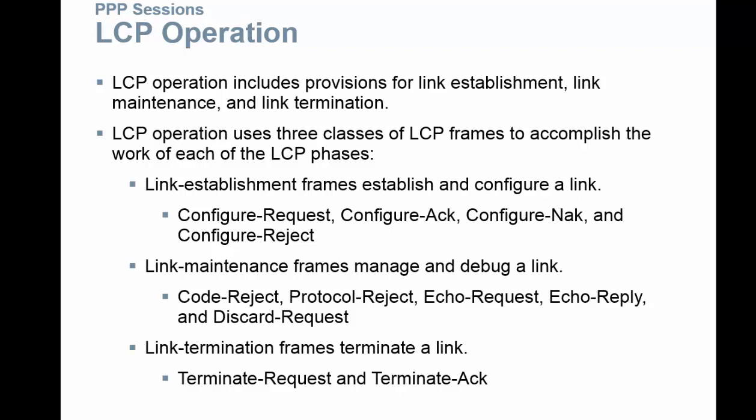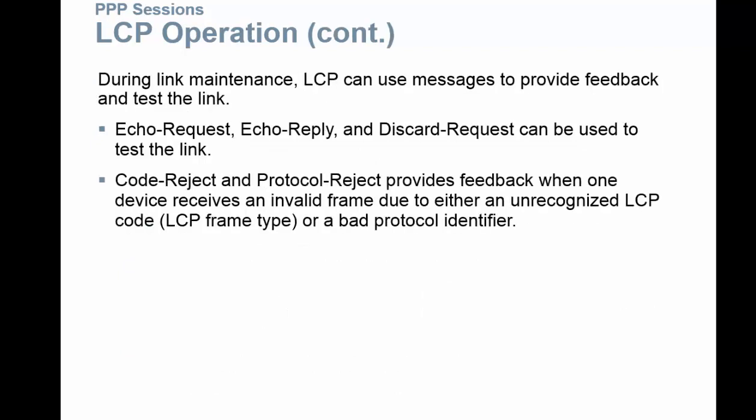Link maintenance frames manage and debug a link. We've got code reject, protocol reject, echo request, echo reply, and discard request. And then you have your link termination frames that terminate the link. So that's terminate request and terminate acknowledgement. During link maintenance, your LCP can use messages to provide feedback and test the link. You have your echo request and reply. You have your discard request, and it can be used to test the link.